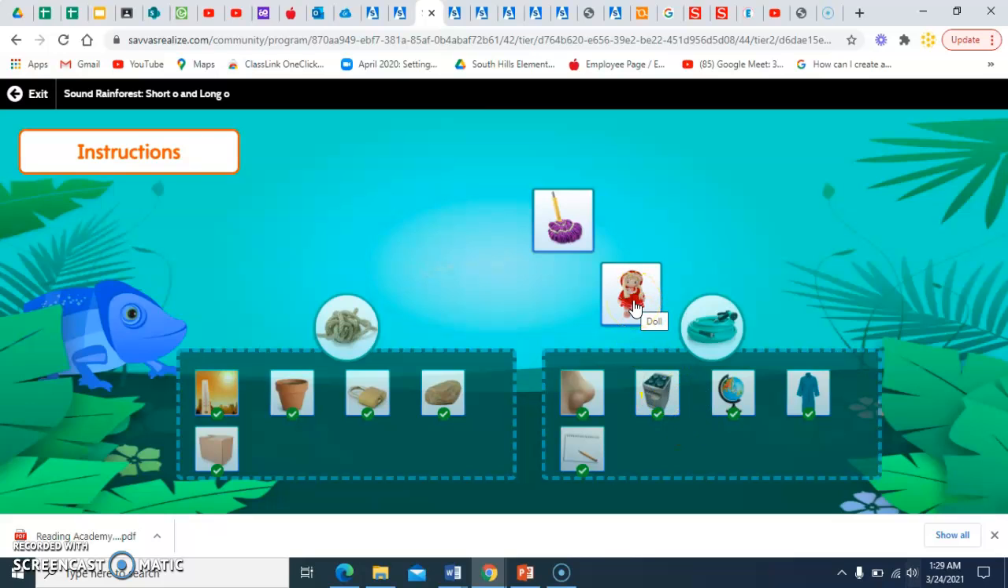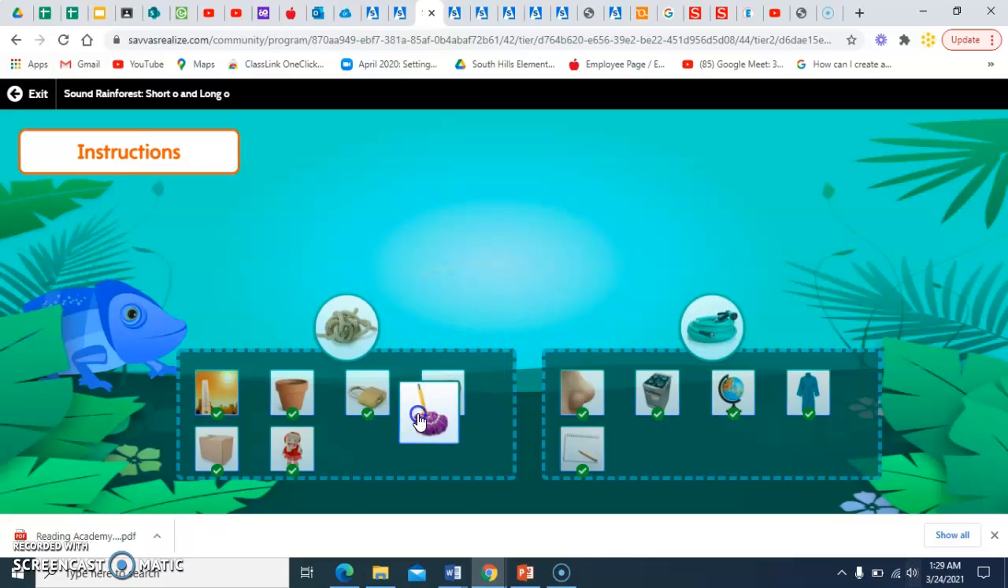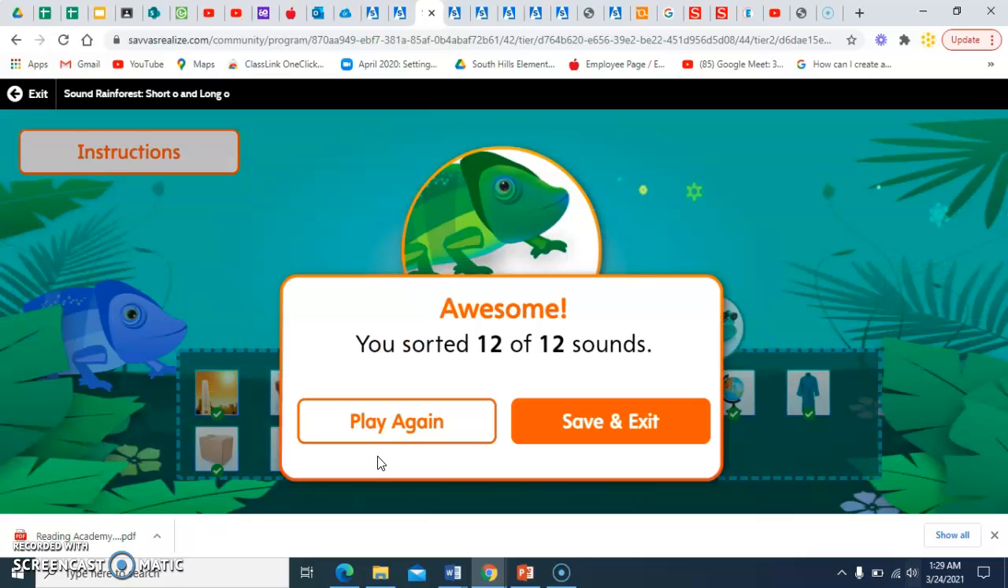Let's see this one, doll. And so that one goes here. And we have one more picture. This one is mop, mop is the ah sound. So that one goes here. Okay.